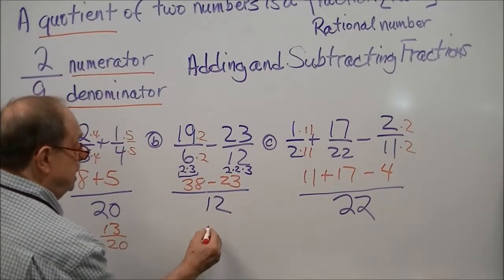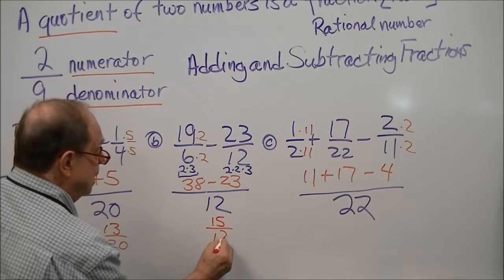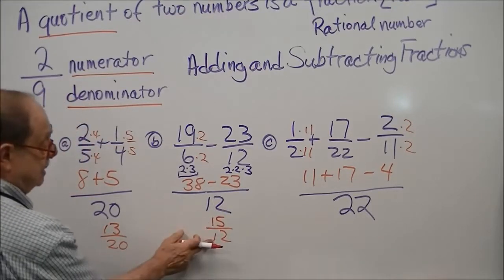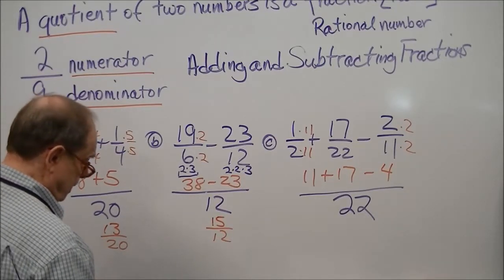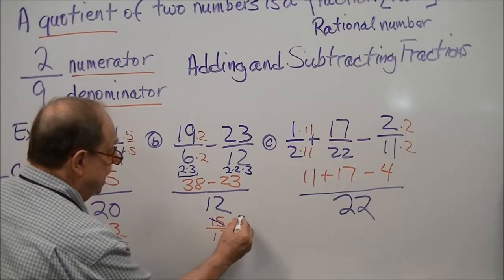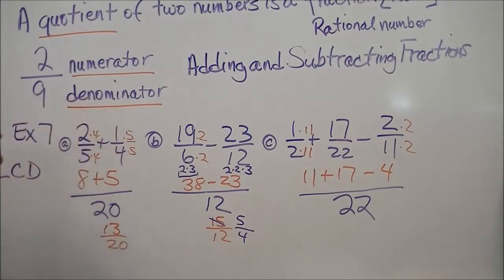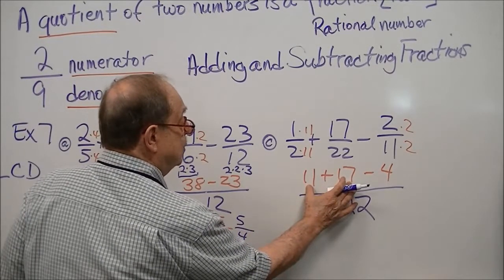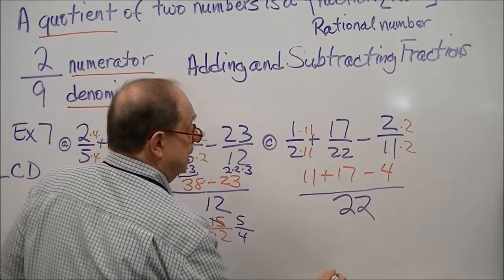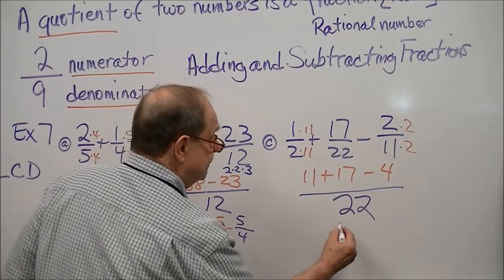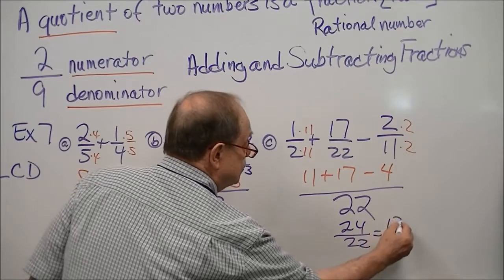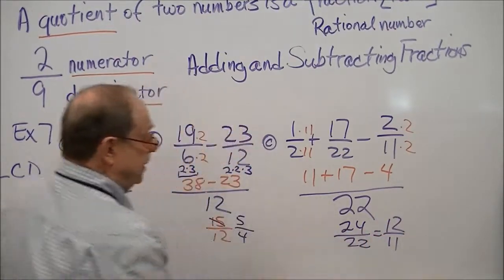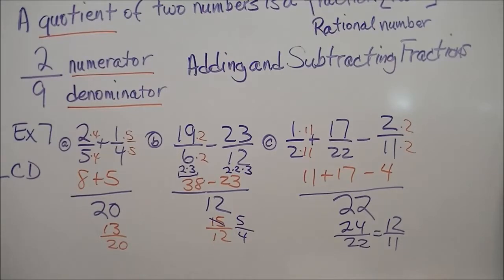This is going to be, I believe, 15/12. But now I see it, there's a common 3 that I can cancel out. 3 out of there is 5. 3 out of there is 4. And then here, when I add these two together, I get 28 minus 4 is 24 over 22, which would become 12 over 11 after I cancel the 2 out from each one of those.